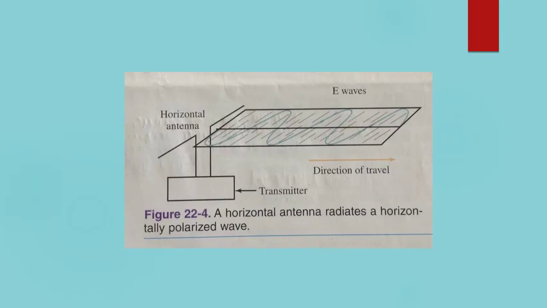In figure 22-4, on the screen now, the wave is radiated from a horizontal antenna. It is still perpendicular to the direction of travel, but is parallel to the surface of the Earth. Generally speaking, the antenna that receives these waves should be positioned in the same way as the transmitting antenna. At high frequencies, the polarization changes slightly as the wave moves.